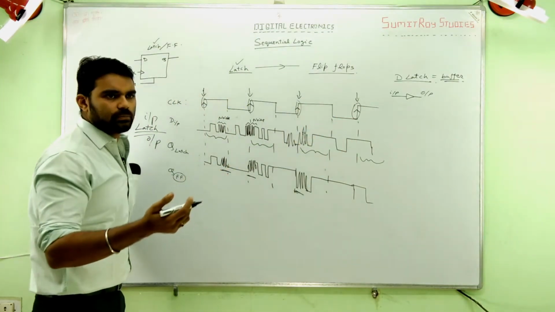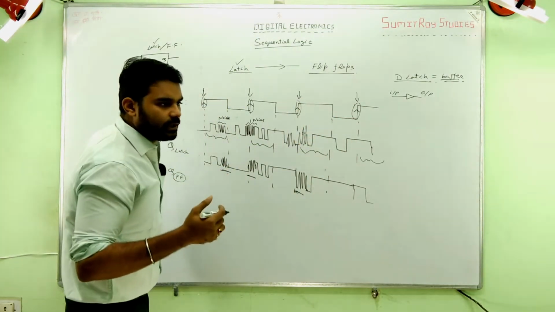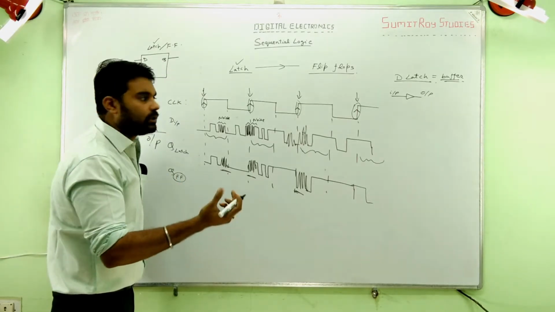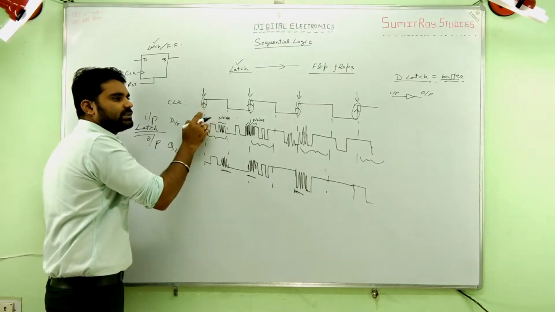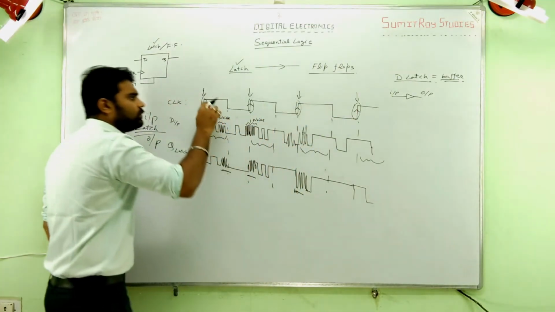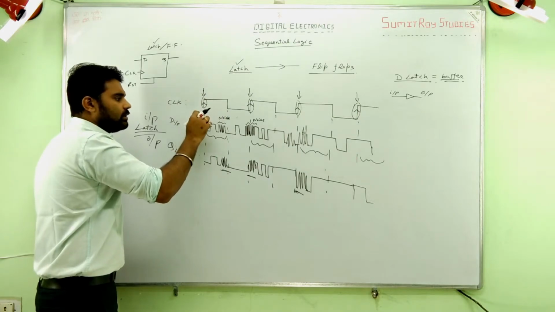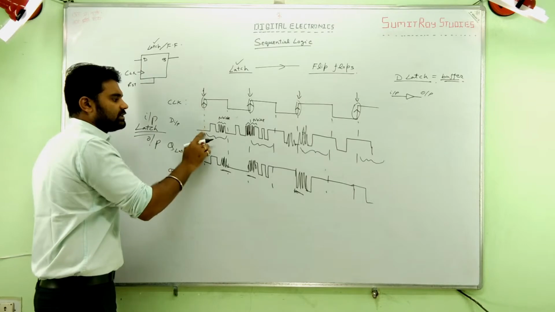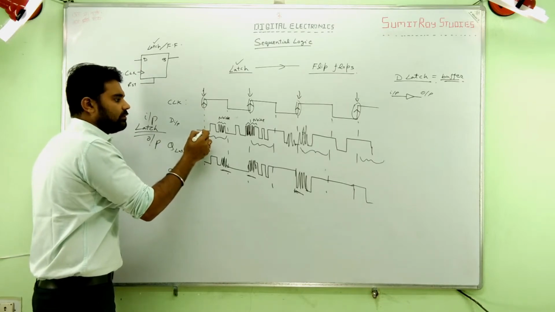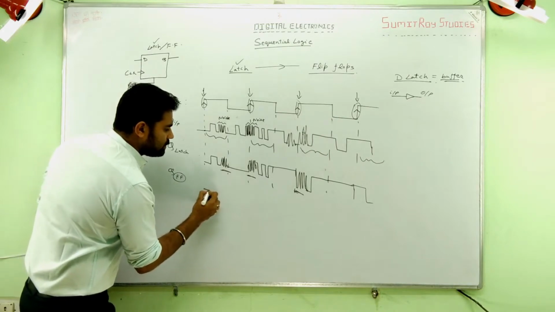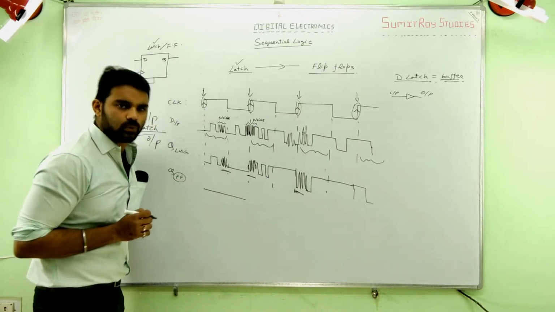So in VHDL programming, if we go through it, there is a function known as clock'event and clock equal to 1. Clock tick event means this edge is considered an event. During this edge, whatever the input is, it is considered. Now during this edge it is 0, which means it is low level. So during the whole clock pulse, it will be low.